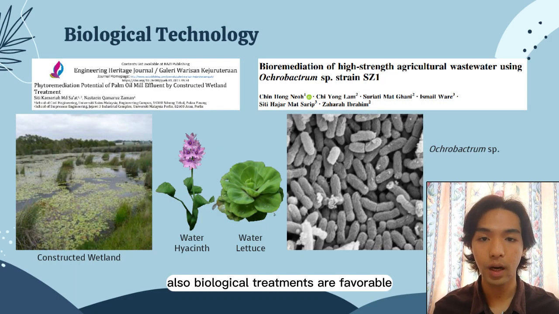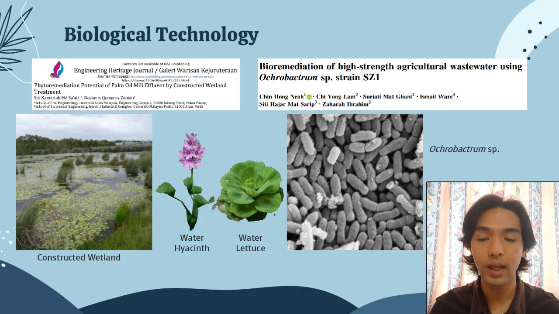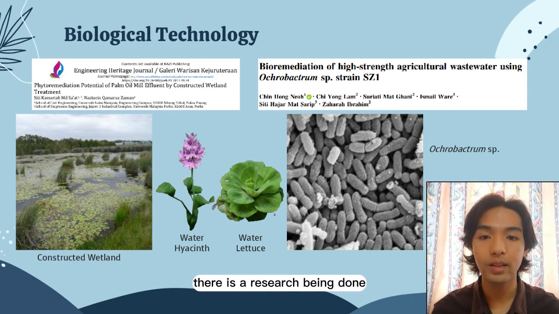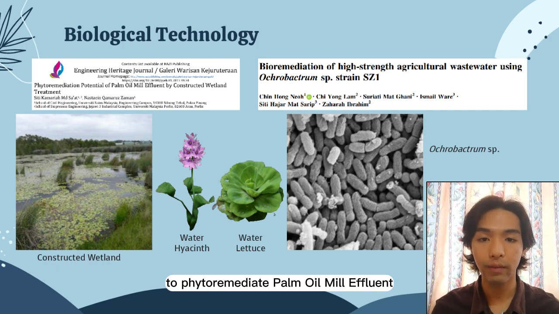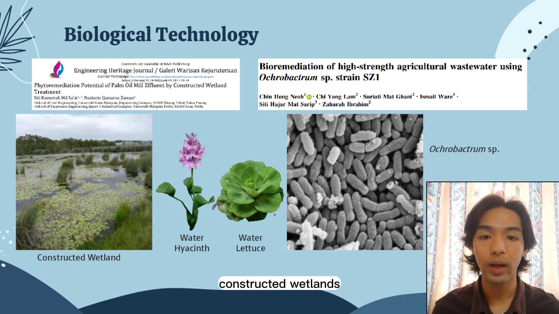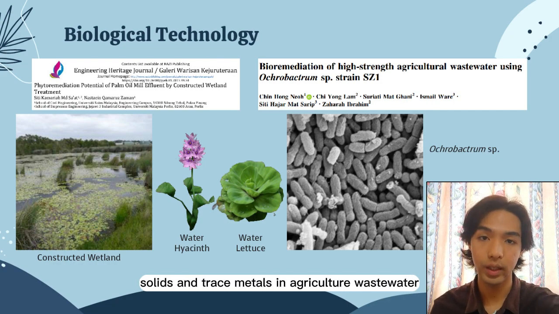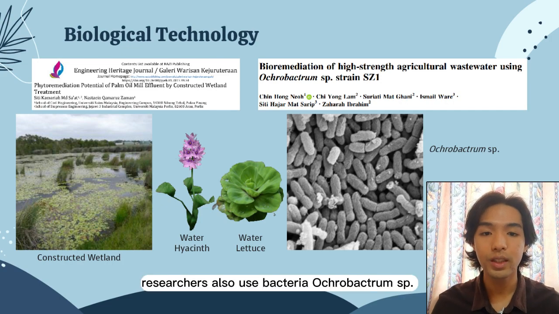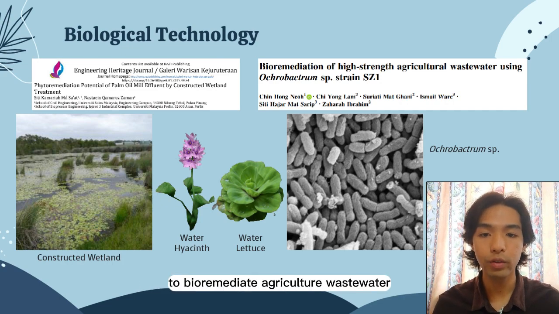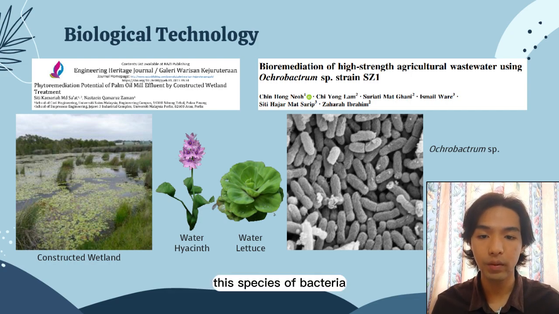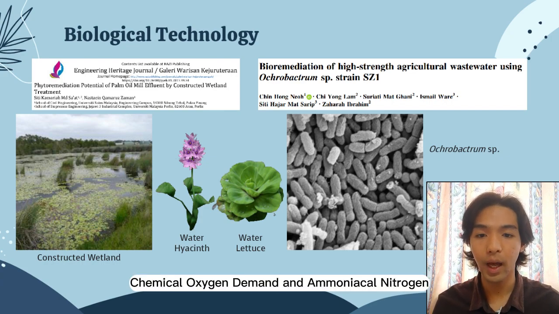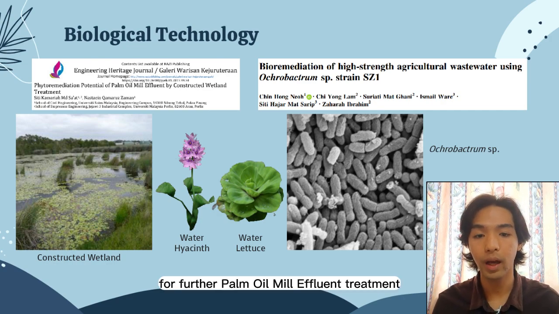Also, biological treatments are favorable due to the environmentally friendly process and being a form of green technology. For instance, there is research being done to phytoremediate palm oil mill effluent through constructed wetland using aquatic plants like water hyacinth and water lettuce. Constructed wetlands can help to remove organic pollutants, nutrients, solids and trace metals in agricultural wastewater. In addition, researchers also use Acrobacterium species bacteria to bioremediate agricultural wastewater. These species of bacteria can survive in anaerobic conditions and help to lower chemical oxygen demand and ammoniacal nitrogen, and at the same time can secrete lignocellulosic enzyme for further palm oil mill effluent treatment.